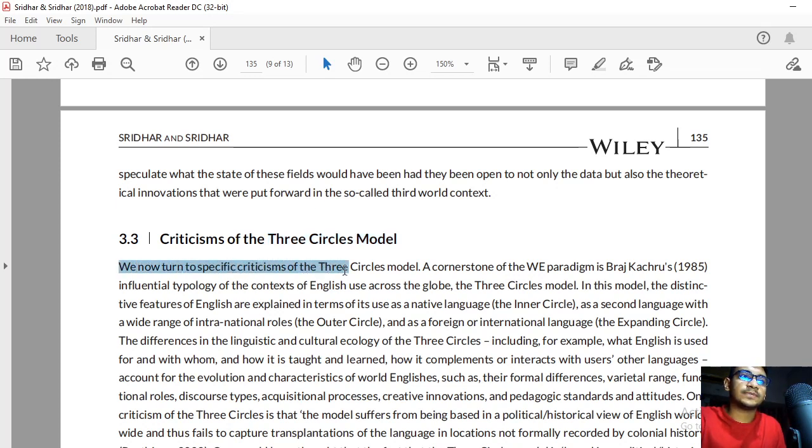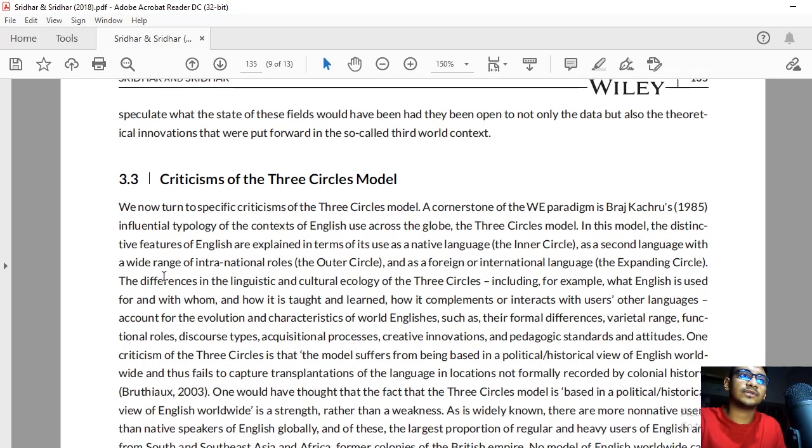We now turn to specific criticisms of the three circles model. A cornerstone of the World Englishes paradigm is Braj Kachru's influential typology of the context of English use across the globe, the three circles model. In this model, the distinctive features of English are explained in terms of its use as a native language, which is the inner circle, for example, in America, Britain. Then number 2, as a second language with a wide range of intranational roles.